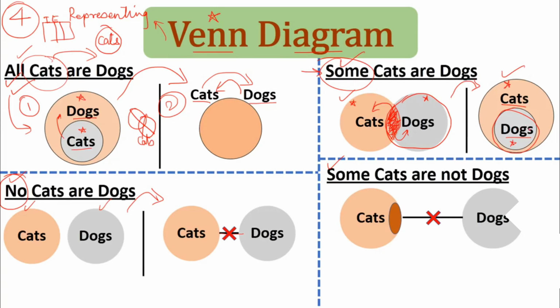Now what you will see directly over here, this diagram is very much similar to this diagram. You will see, oh, this is similar, but please observe carefully, it is much different. Here we say all the cats are dogs. Here the cats are outside, dogs are inside. Here we can say all the dogs are cats, but our statement is some cats are dogs.